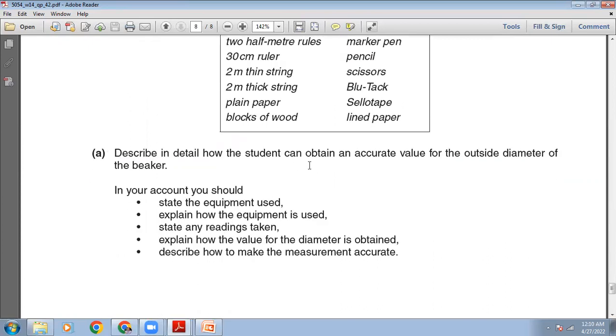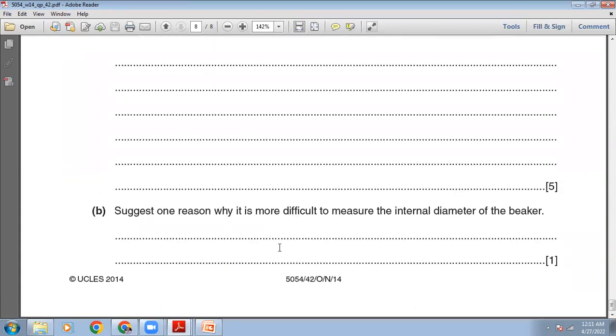Describe in detail how the student can obtain an accurate value for the outside diameter of the beaker. In your account, you should state the equipment used, explain how the equipment is used, state any readings taken, explain how the value for the diameter is obtained, and describe how to make the measurement accurate.